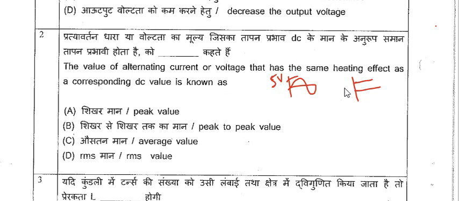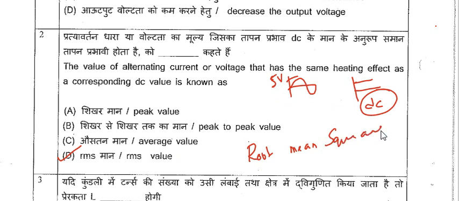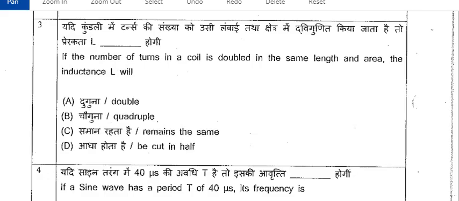So if it has the same effect as DC, then what do we call it? We call it the RMS value, the root mean square value. Okay, so we can go for the next question. The next question is this one.